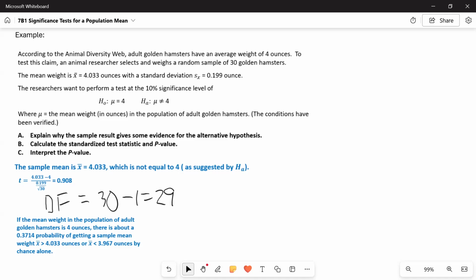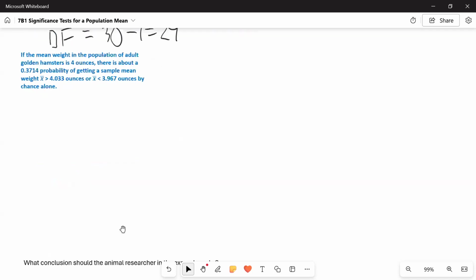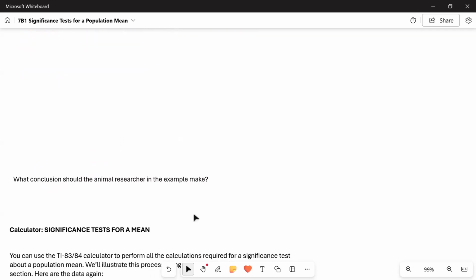So because the alternative hypothesis is two-sided, we need to consider values of the sample mean at least as surprising as 0.0433 in either direction. So 0.033 above 4, which is 4.033, and 0.033 below 4, which is 3.967. Okay, so this begs the question, what conclusion should the researchers in the example make?